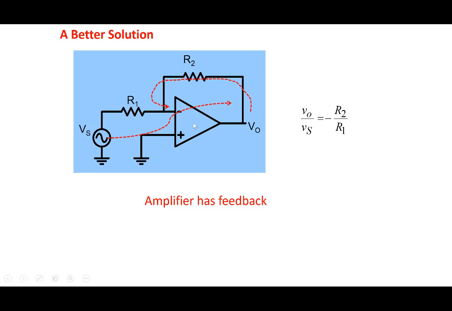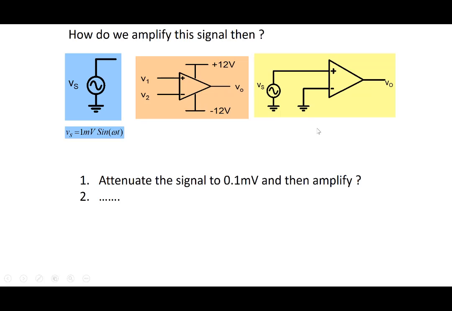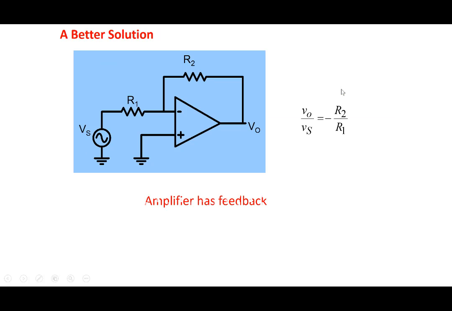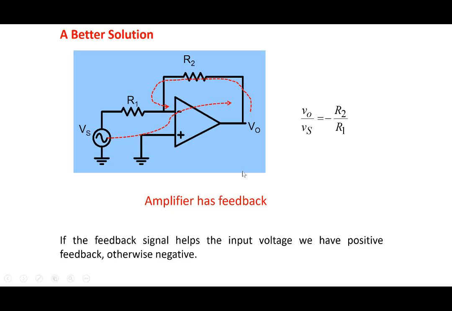So most of the time the op-amps are used in a feedback mode. And the previous case was the op-amp being used in an open loop mode. There is no feedback path from the output to the input, so it's called the open loop mode. And in this case, we have a feedback path. We say the amplifier is being used in a closed loop mode. If the feedback signal helps the input voltage, we have positive feedback, otherwise negative. Okay, so let's look at this in a little bit more detail.